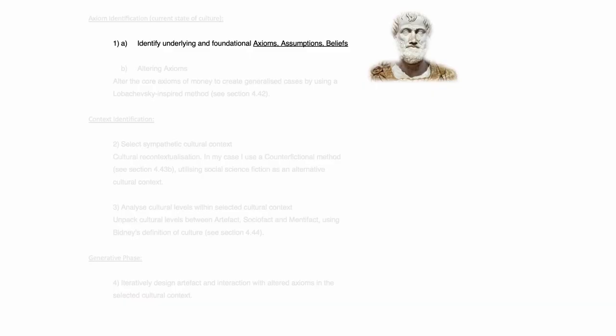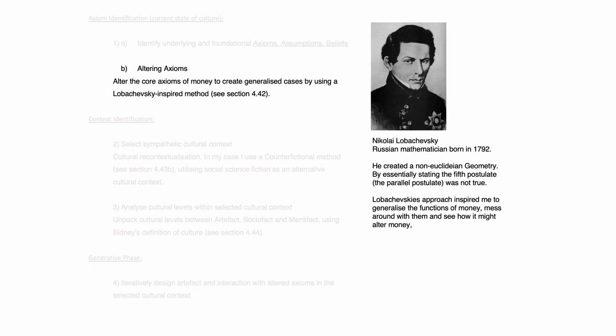And I attempted to step beyond this intuitive notion that we have when we become designers, that you're trained to act almost on intuition and not necessarily critical thinking or reflection. So I created this, and I basically tried to create new monetary systems by looking at the underlying axioms and assumptions, and then looking for ways of altering them, and I used Lobachevsky's principle of non-Euclidean geometry here.